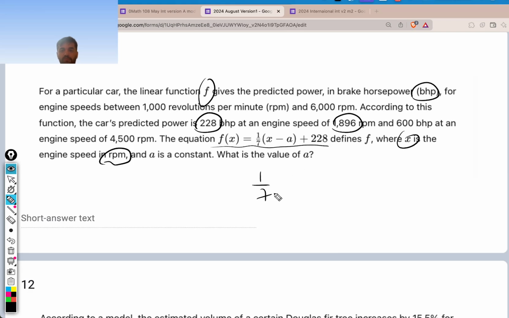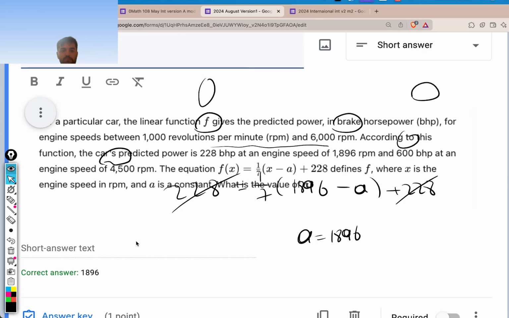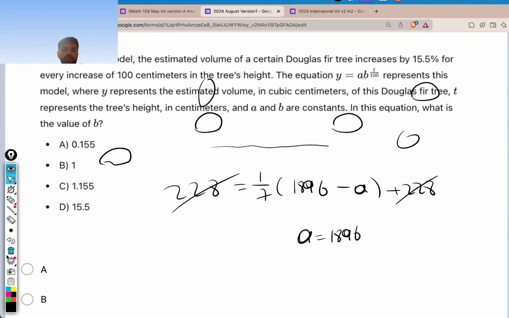It will be like this: 1 over 7 is equal to 228. Then we can eliminate 228 and a is equal to 1896. And it will be correct. Okay, yes, the answer is 1896.